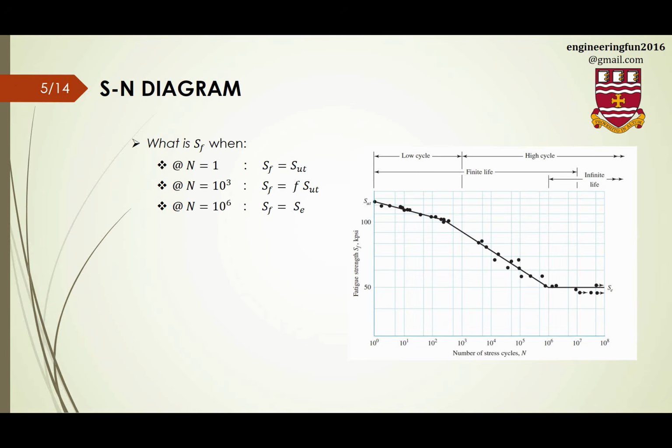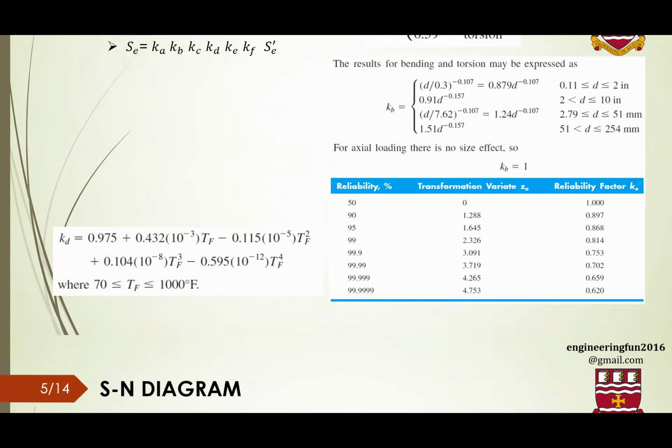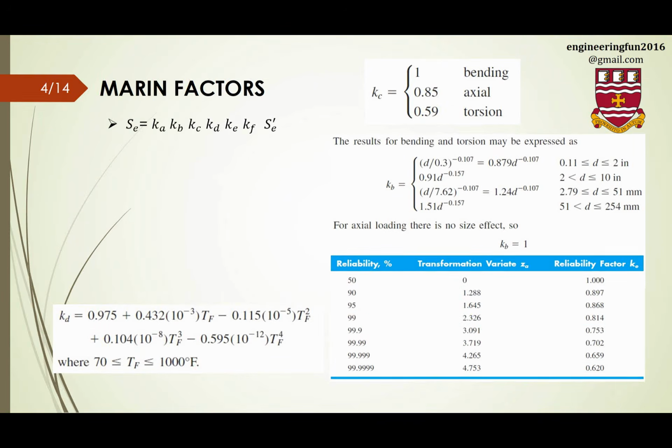Okay, we come back to the S-N diagram. All of this chapter is mainly based on this diagram. We said that at n equals 1, for 1 cycle, Sf is Sut. For 1000 cycles, Sf is f times Sut. And for 1 million cycles, Sf is equal to the endurance strength. And we know how to find the endurance strength.